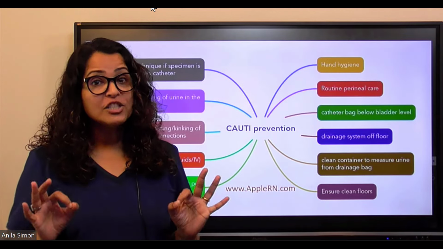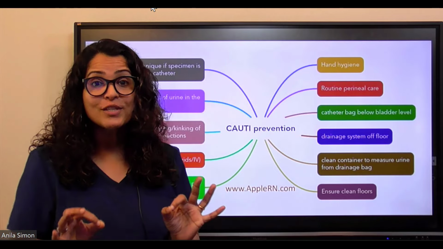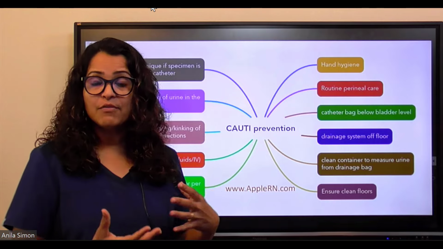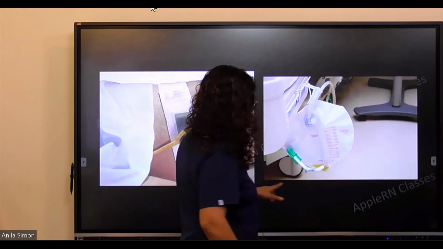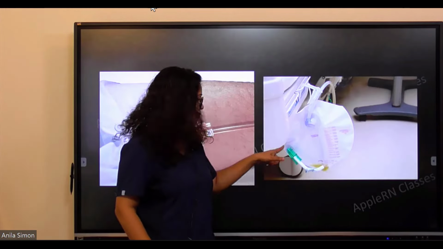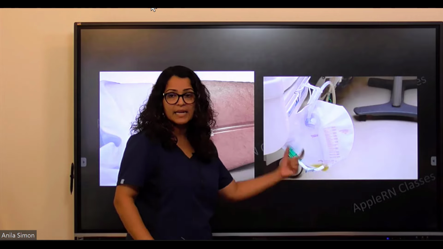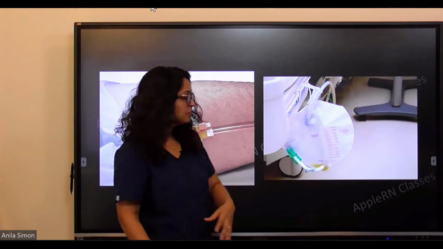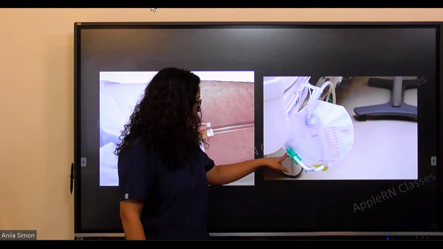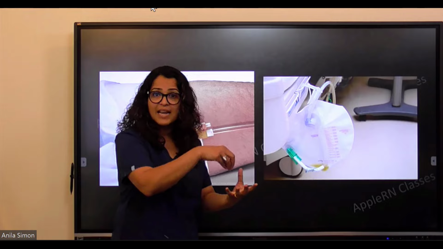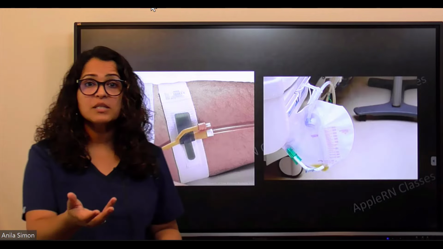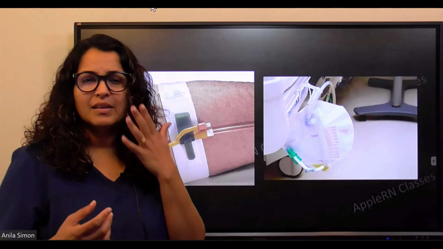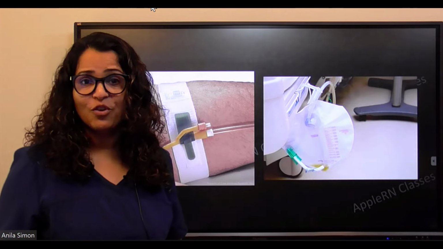So one of the major things we need to make sure is that we are using clean containers to empty from the drainage bag. When we are emptying it from here, most probably you are going to take this part and keep it into a container, and then you're going to empty everything. At that time, there is a chance that this is going to touch that container. It is a possibility, and we don't want any kind of dirty containers for that.